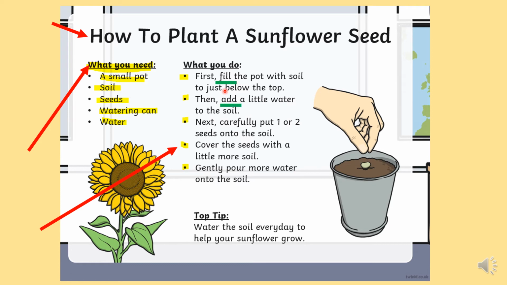Now up here, I've underlined a word. And this word is the word, can you see if you can Fred talk it for me? Well done, it's the word fill.